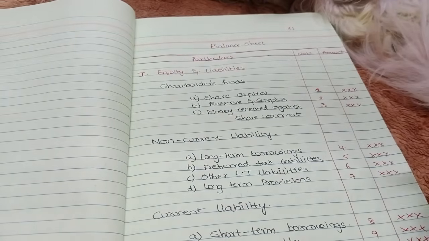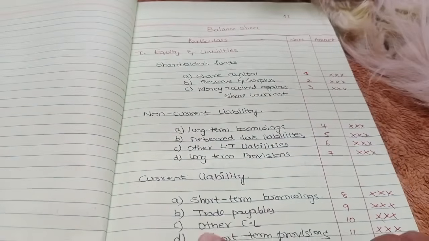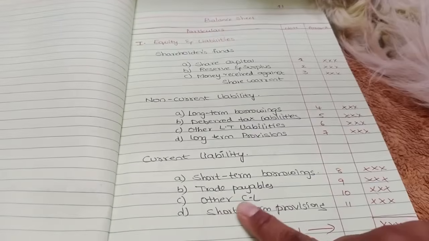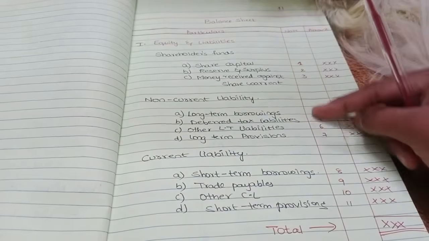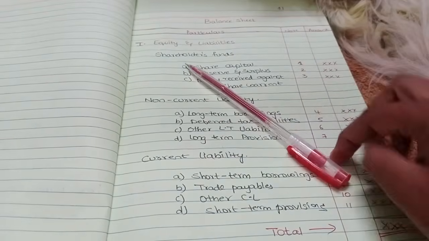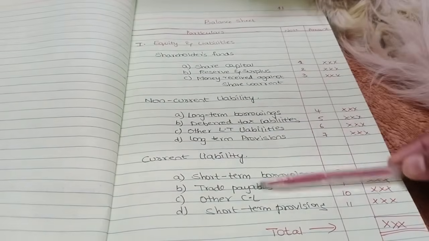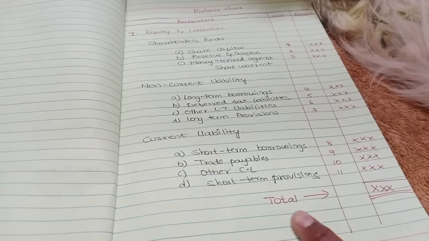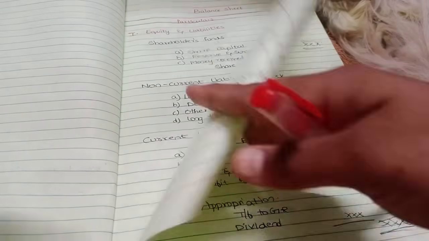Next, current liabilities: we will have short term borrowings, trade payables, other current liabilities, and short term provisions. Whatever things we are having, we are preparing working notes, and numbering the working notes here. This is the liability side. After putting all the liabilities, we need to total it. The total we get, that much we need to show. After totaling it, the second part in our proforma is assets.